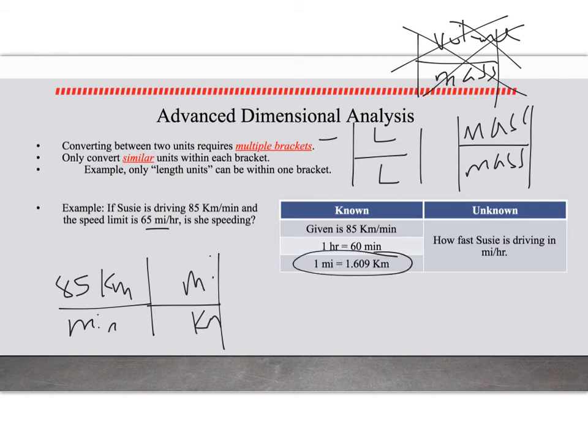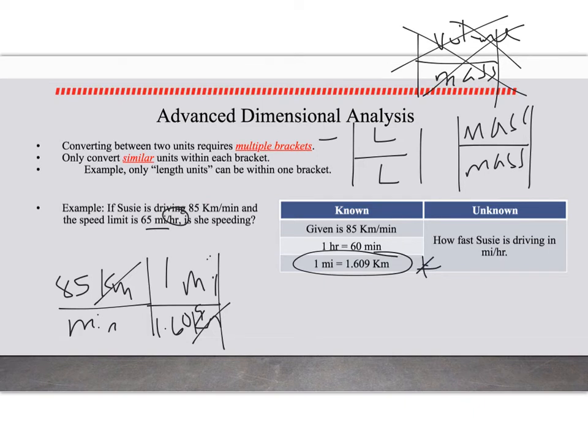You have an equivalence given here. This you won't have to memorize. The only thing that you do have to memorize is the metric system, so make sure you go back and learn that. And so for every 1 mile, there is 1.609 kilometers. Kilometers on top, kilometers on the bottom, cancel out, and now I'm left with miles per minute.